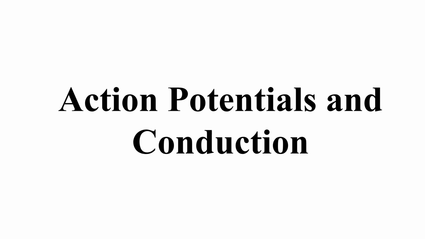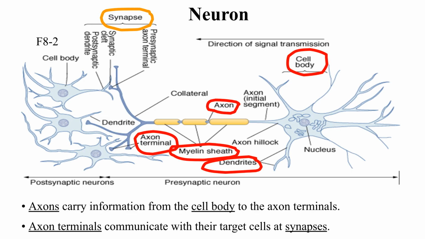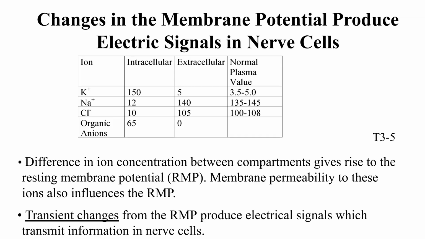This video will cover action potentials and conduction in neurons. Neurons carry information. Axons transmit information from the cell body to axon terminals, which communicate with target cells at synapses. The difference in ion concentration across the membrane creates the resting membrane potential, or RMP. Changes in membrane potential produce the electrical signals that transmit information.